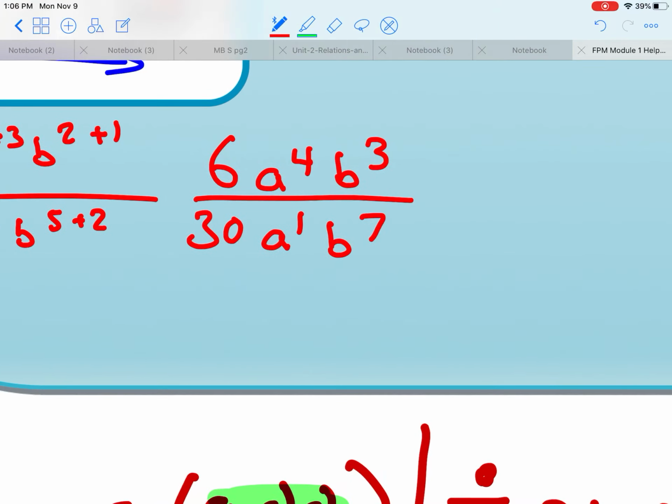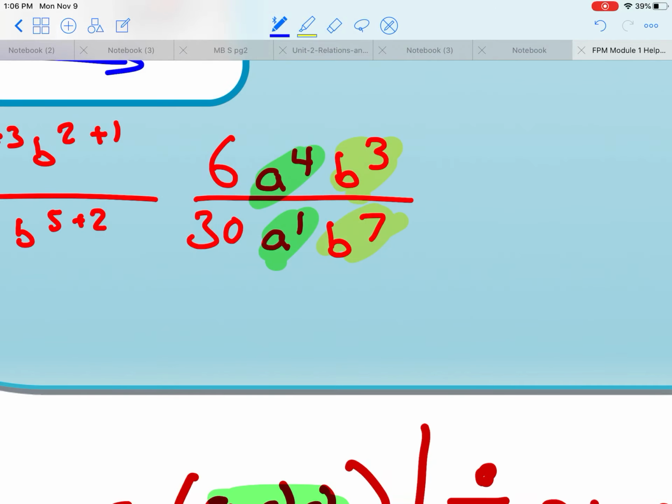Okay, final thing is divide. Worry about the things you can divide. Now, I can't do 6 into 30. It's not 5. If you have 6 pizzas divided by 30 people, it's not 5. So I'm going to be left with a fraction. So you know what? I'm not going to worry about that until the end. Let's just worry about the letters. So I've got A and I've got B.